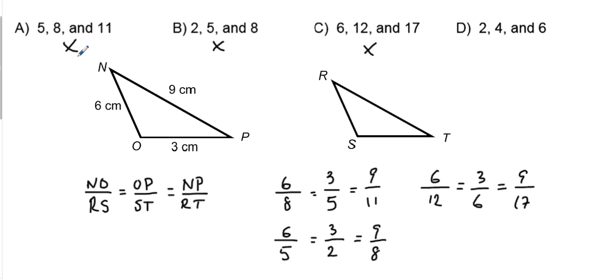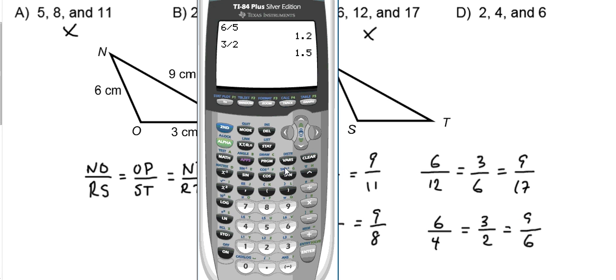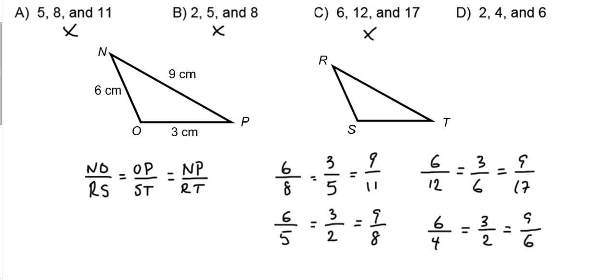Well, let's hope that the answer is D, and let's try those. We have 2, 4, and 6. So I'm going to say 6 divided by 4 has to be equal to 3 divided by 2, and that has to be equal to 9 divided by 6. So let's type those in and see what we get. 6 divided by 4, we'll get 1.5. 3 divided by 2, we did that already, and we got 1.5. Last one we'll do is 9 divided by 6, and we get 1.5. So we get the same thing all the way across. Therefore, our answer has to be D.